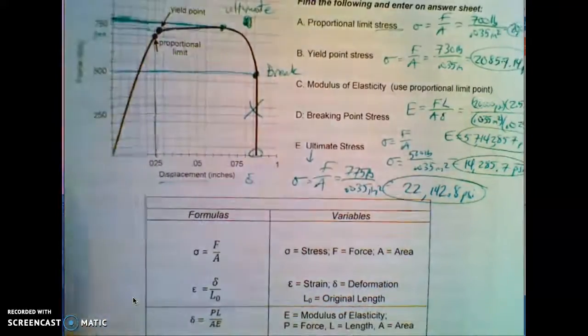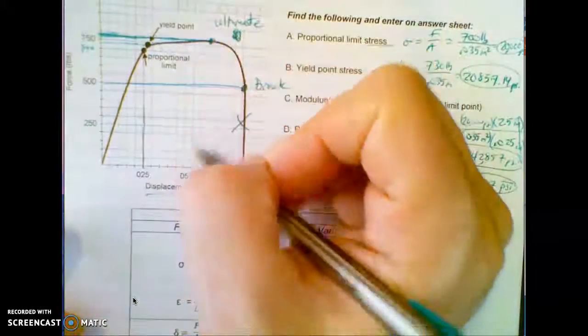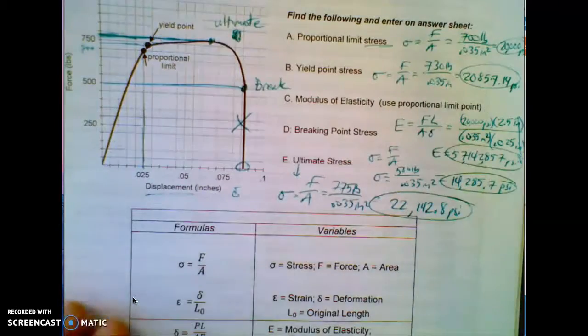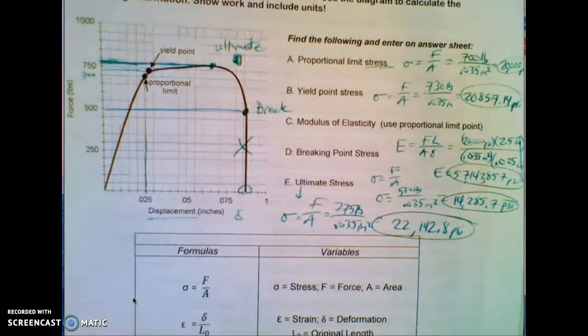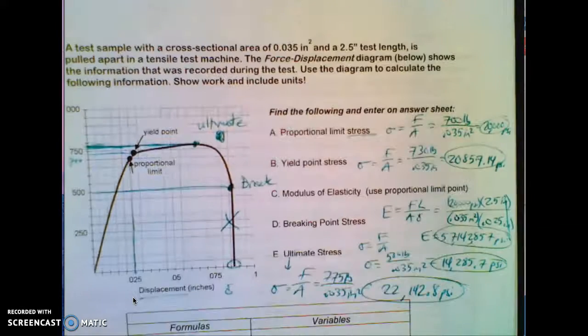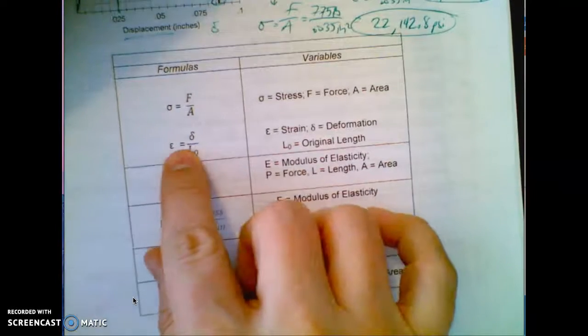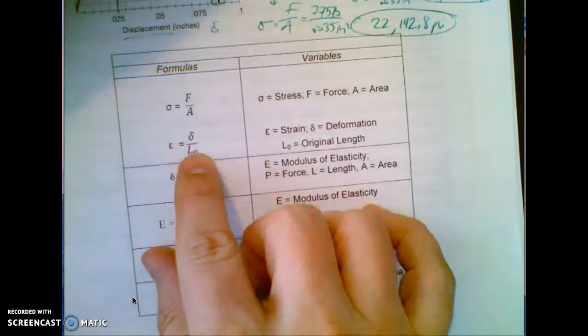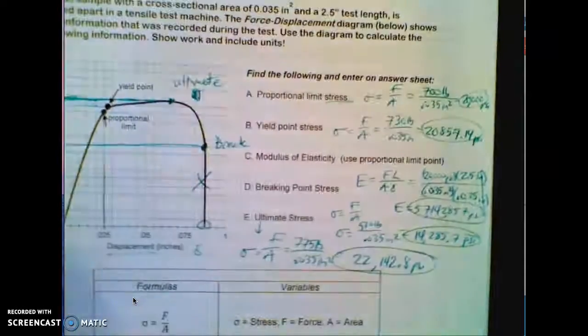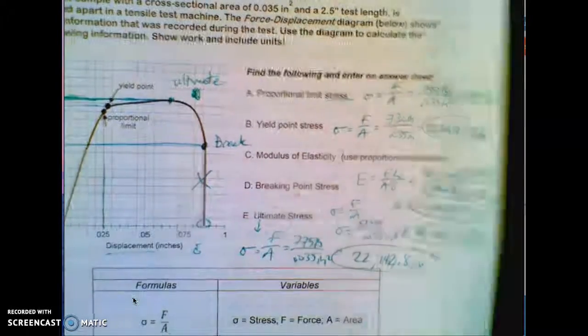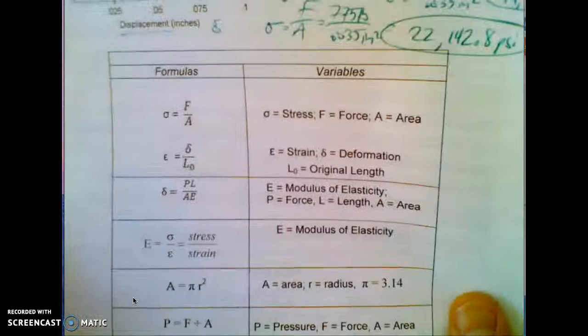Okay, so we hammered those out. You could find the strain, the stress. Didn't ask any strain things in here, but it easily could. You would just use the formula for strain, which, where's that? There's strain. Deformation over original length. Okay. Anyway, hope that helps. Just getting used to using these formulas and solving the problem you got.